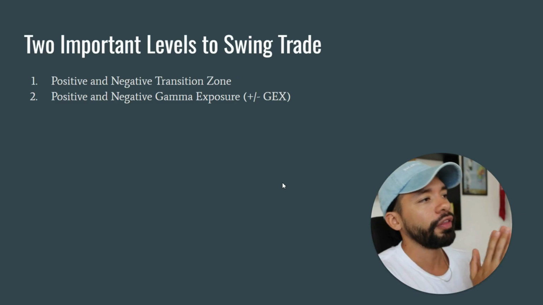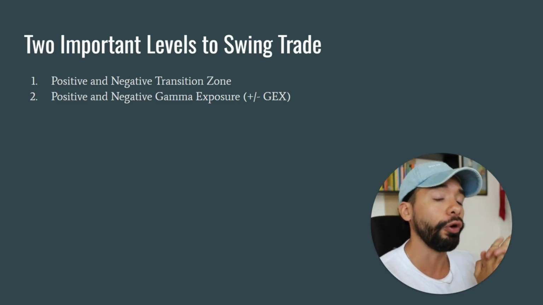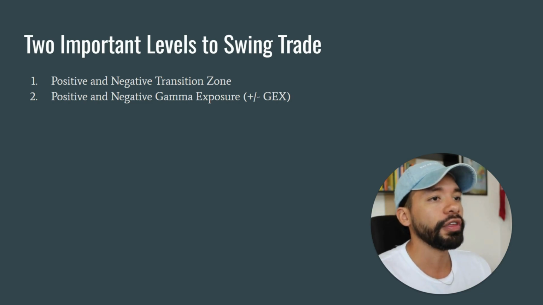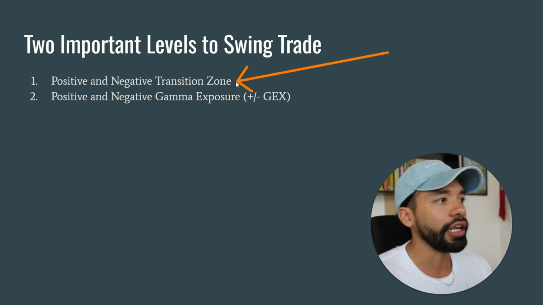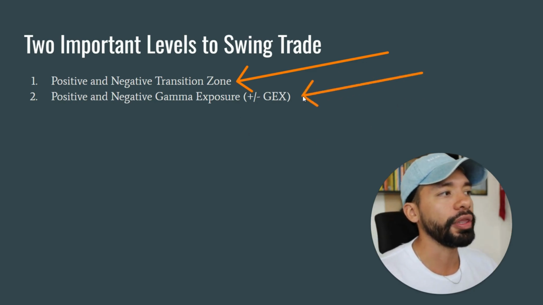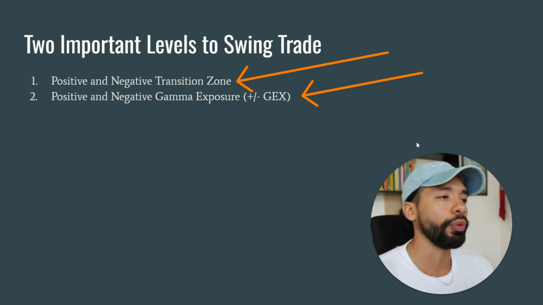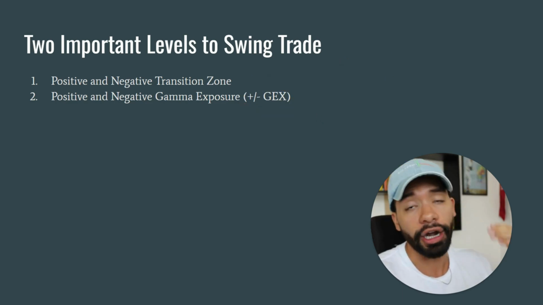So what are the two important levels that I actually use from this tool for my swing trades? The two levels we're gonna cover today are the positive and negative transition zone, and the second are the positive and negative gamma exposures, which are basically the positive GEX and the negative GEX represented in this tool.